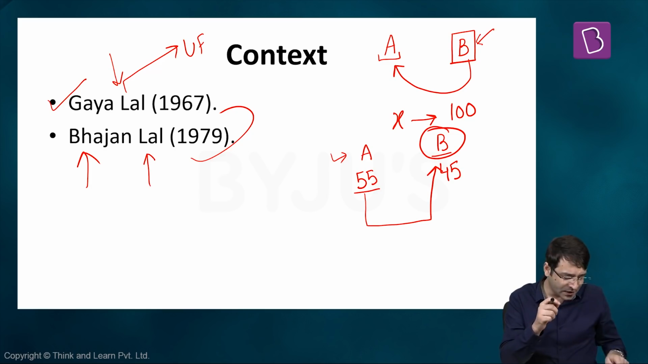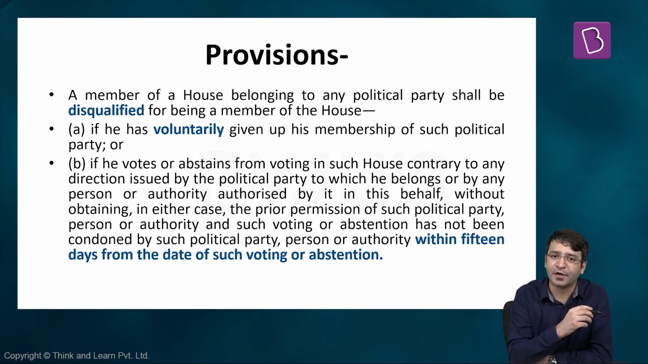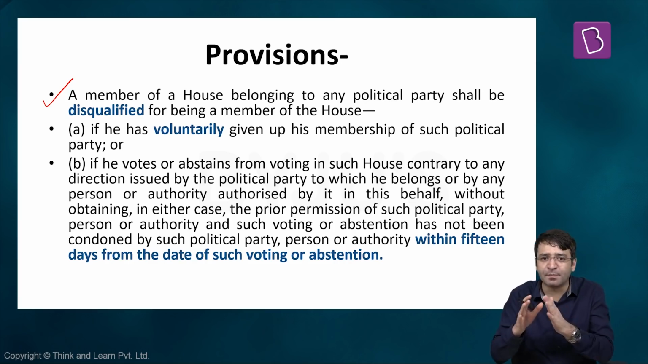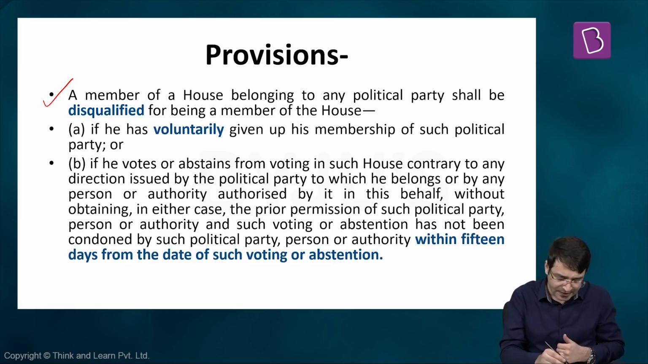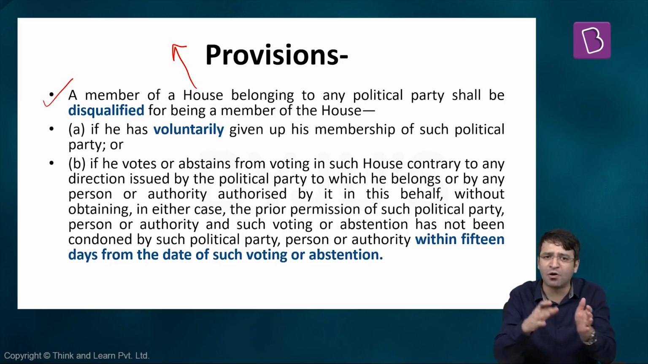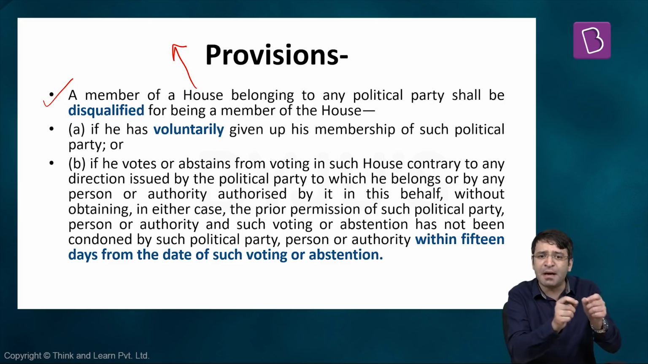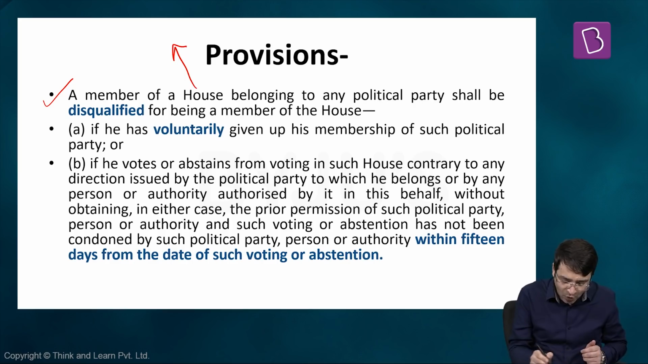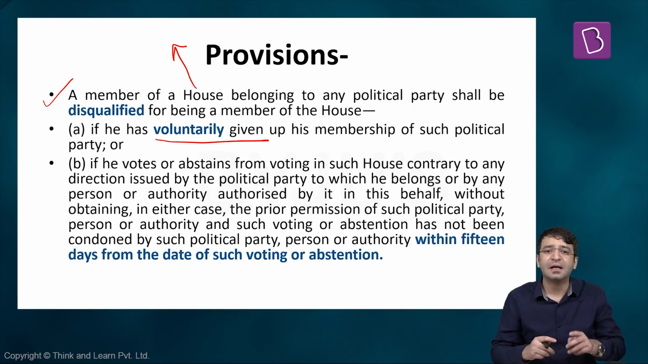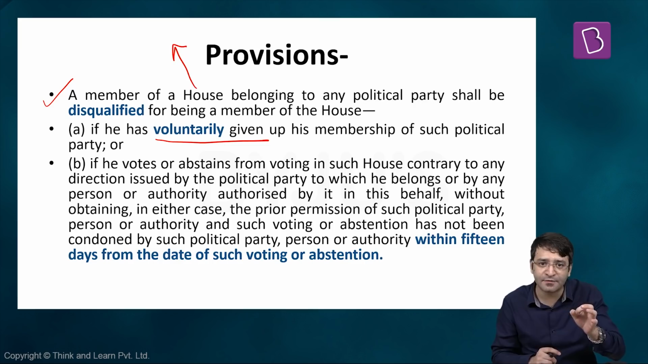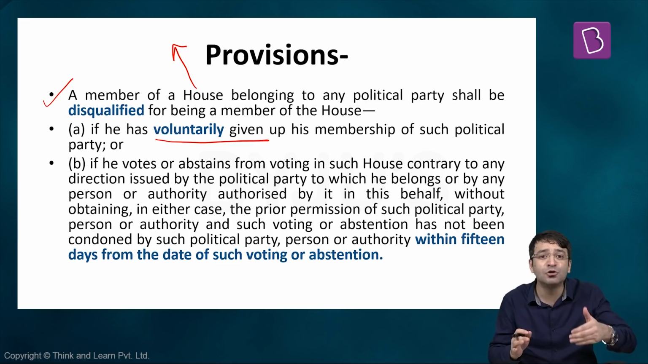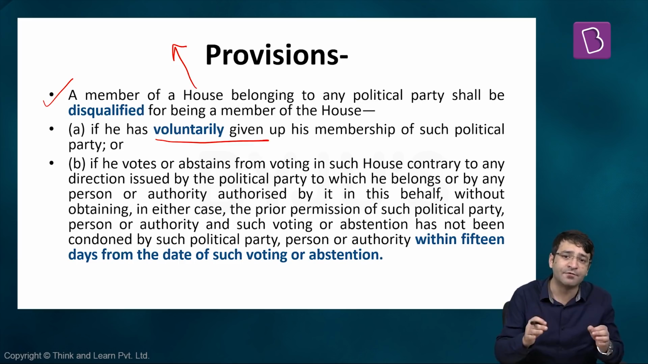Now let's look at what are the various provisions of anti-defection law. Provision number 1. Let's say, for example, I am a member of a parliament, member of a house. This house can be either Lok Sabha or Rajya Sabha, Legislative Assembly or Legislative Council. If I am a member of a house and I belong to a political party, now if I voluntarily resign from my party, I will be disqualified under anti-defection law. That means voluntary resignation is something that will lead to disqualification under anti-defection law.